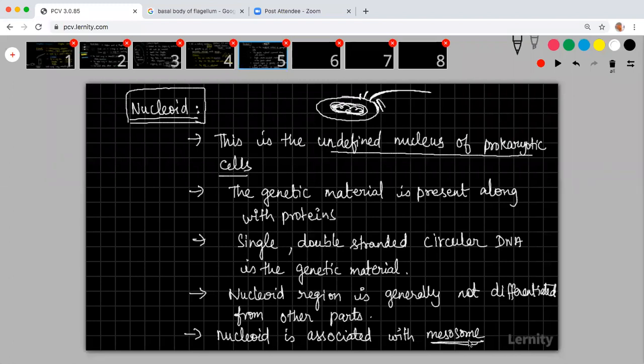So with this, it is associated means what? It is very close to it. Whenever I am using the word associated, it means it is closely there. So let us say that this is your nucleoid zone. You will see that the mesosome is extended till that particular part. It is near it. It doesn't mean that they are attached. It is very closely present.